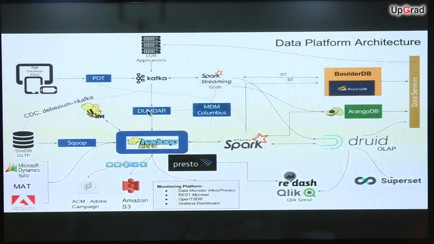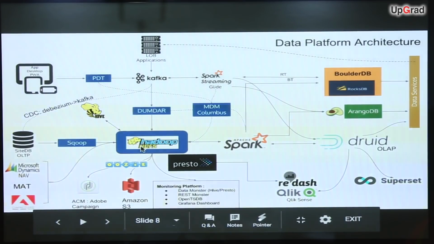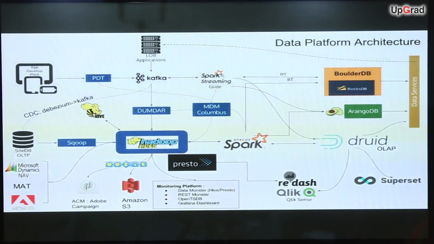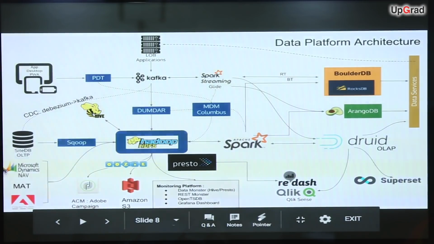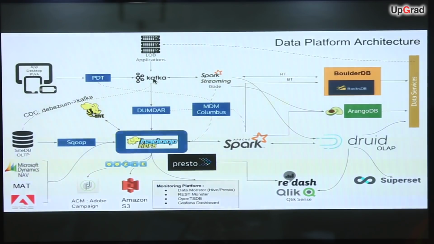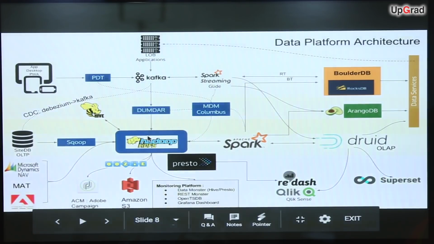From Kafka, we have a batch pipeline named Damdar, which I explained already, dumping data into Hadoop. And then this is our real-time stream processing named Glide, which is putting data into BoulderDB itself. And then we have batch processing again using Spark. We bring data through Debezium for real-time processing into Kafka. And then using Scoop, we do the ETL again and dump data into HDFS.